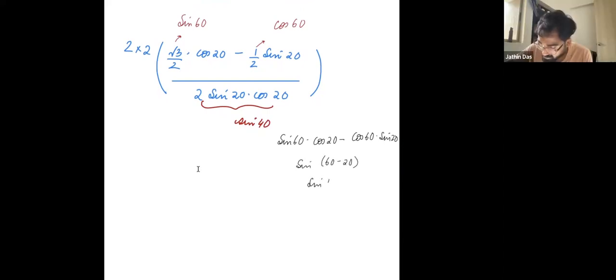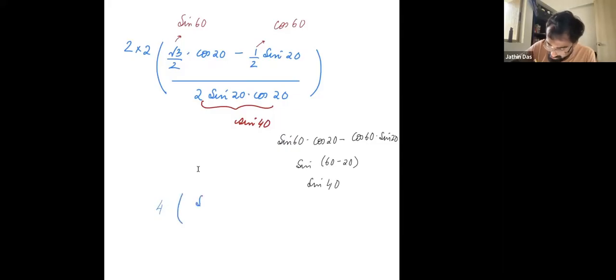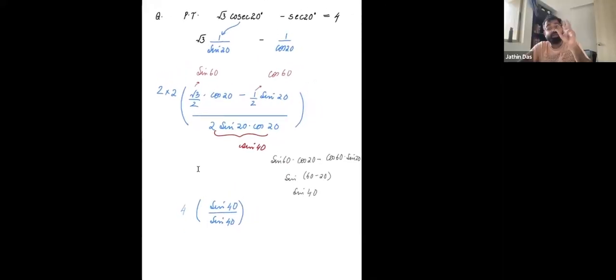Does it remind you of something? Sin A minus B. Correct. So sine 40. You multiplied by 4 anyway, so you will get sine 40 on top and sine 40 at the bottom too. Whenever you see root 3 like this, you should do it like this. Or either root 2 will be there, then 45 will come there. So like that you will have to think. This is a standard type.